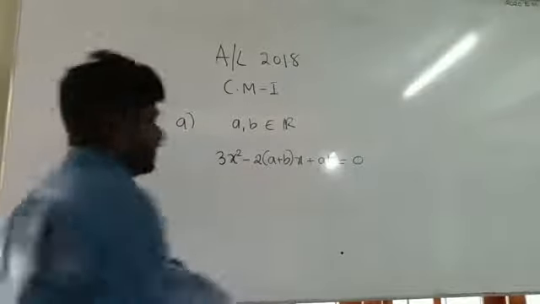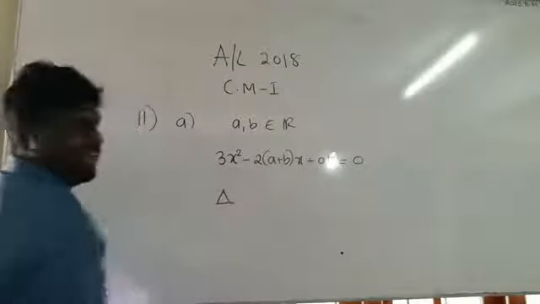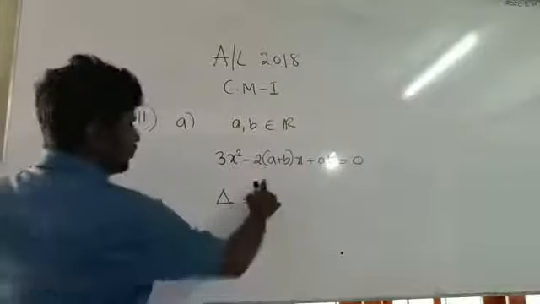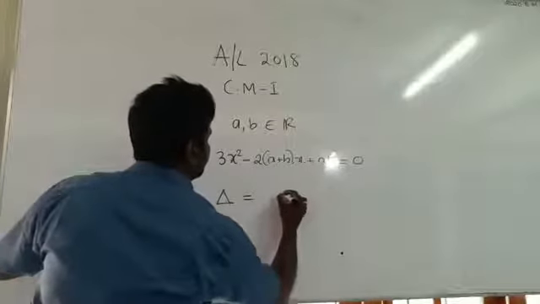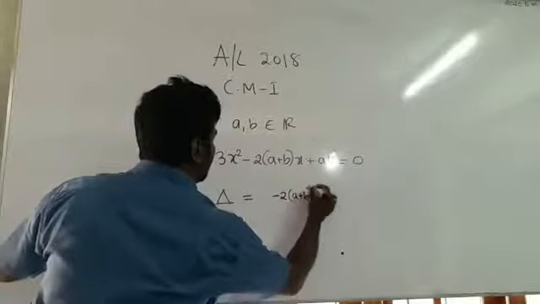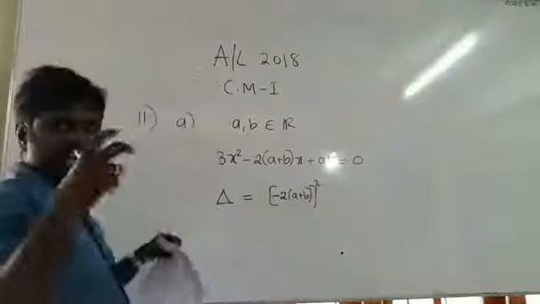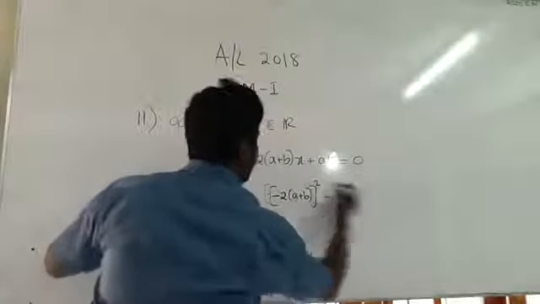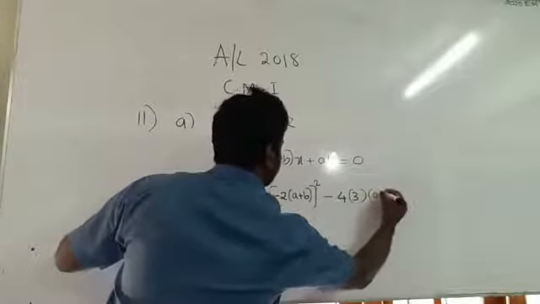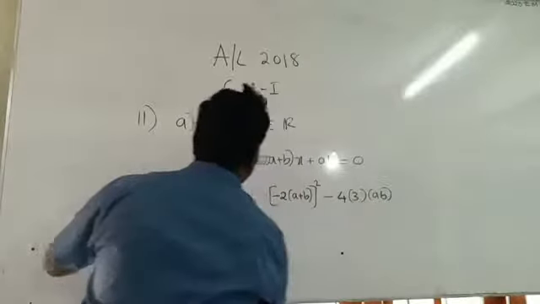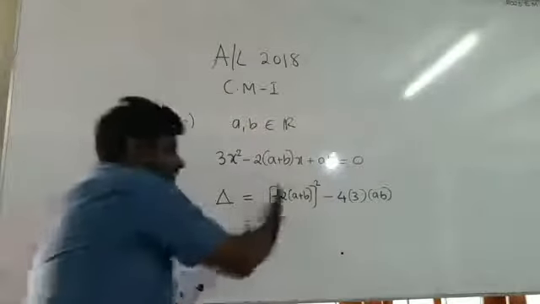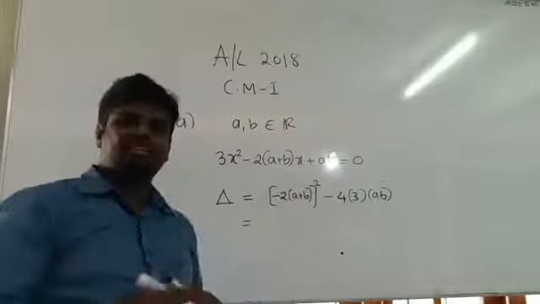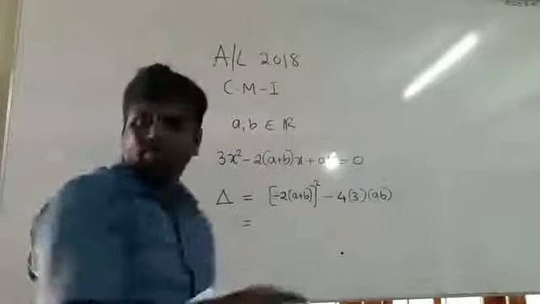Just write down. So what is the discriminant? Delta equals b squared minus 4ac. So what is b? b squared is 2(a plus b) all squared, minus 4ac. Just the form, right? After that, this is what we have to take. If you want to take the 4 as a common factor, you can, and simplify after writing the 4.